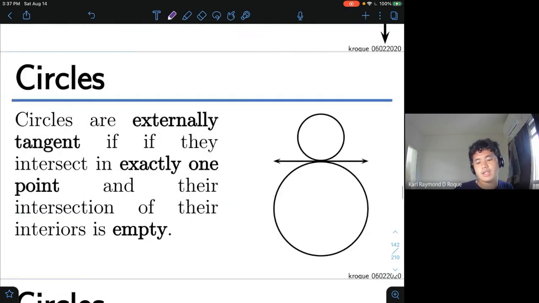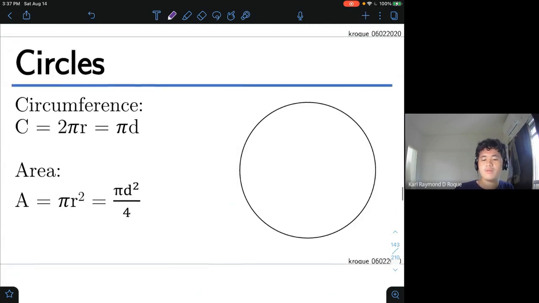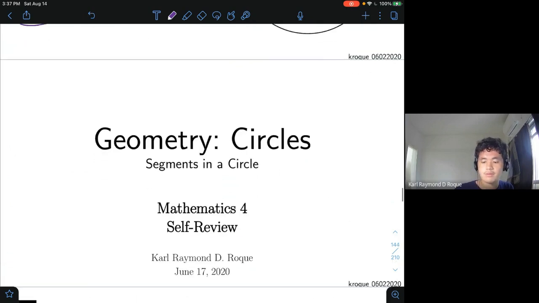Circles are externally tangent if they intersect in exactly one point. Tapos, nasa labas sila ng isa't isa. They don't intersect inside. Ayan. Circumference pi d. Area pi r squared, pi d squared over 4.